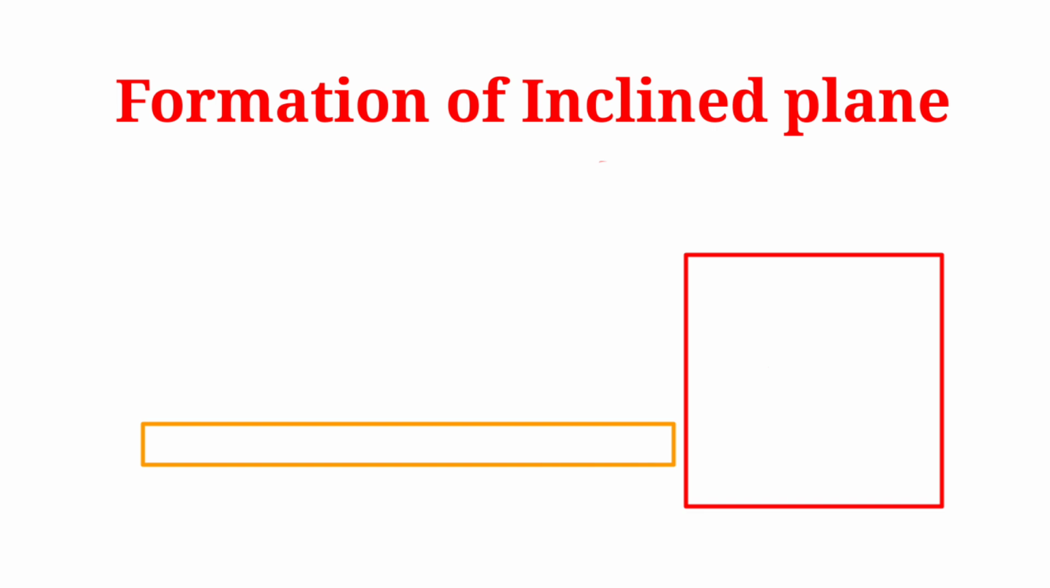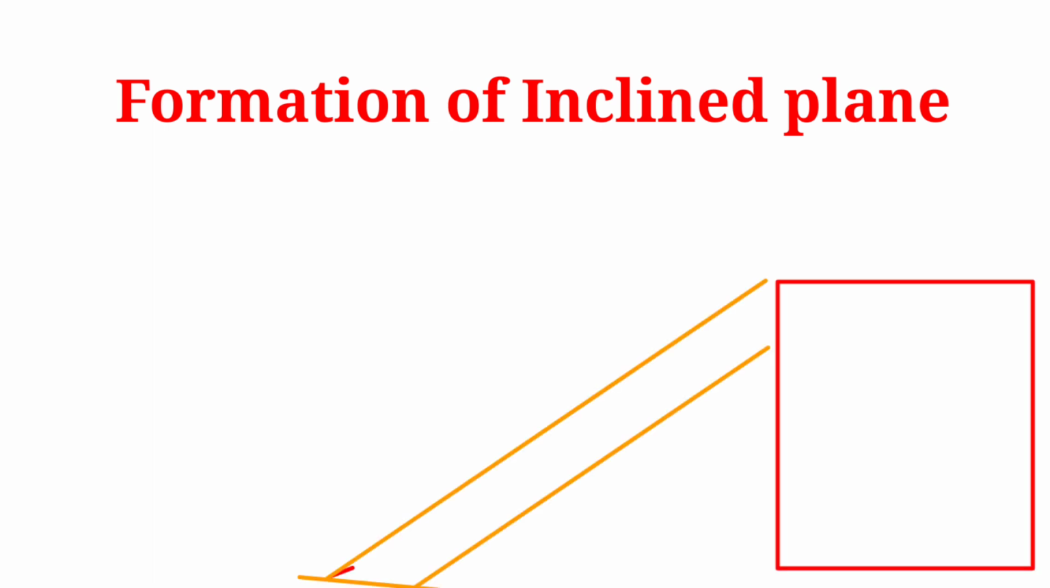So formation of inclined plane, you can see a wooden plank and one is a quite high block. How we are just turning it into inclined plane, how we form it. So this is the way we form inclined plane. So then easily, with less effort, we can lift the object.